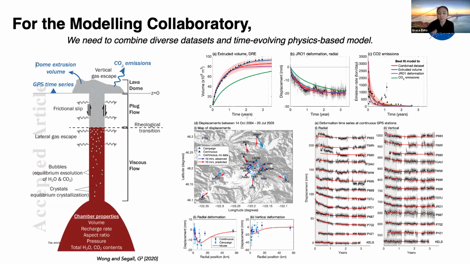Hélène showed how ambiguities again arise when you only use data to constrain your models. And I will leave you with this slide here. This is the work of Ying-Chi Wong and Paul Segall, published recently. I really like this work because they have combined the extruded volume, deformation, and CO2 emission time series, and applied it to the 2004 to 2011 eruption of Mount St. Helens.